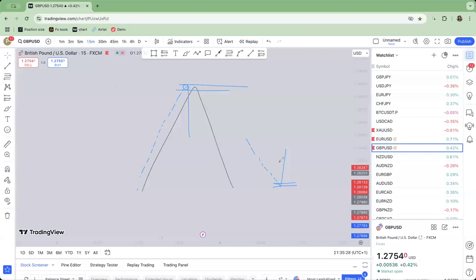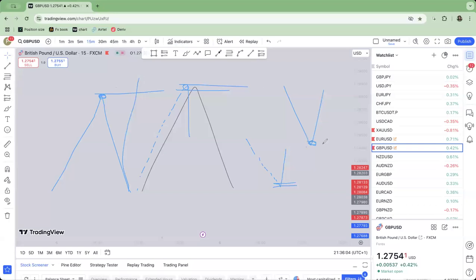Now, don't get confused at this point. This is a bearish structural point. This is a bearish structural point. This is a bullish structural point. For the market to be going up, the market needs to break above a bearish structural point for us to know that there is a break of structure to the upward side.